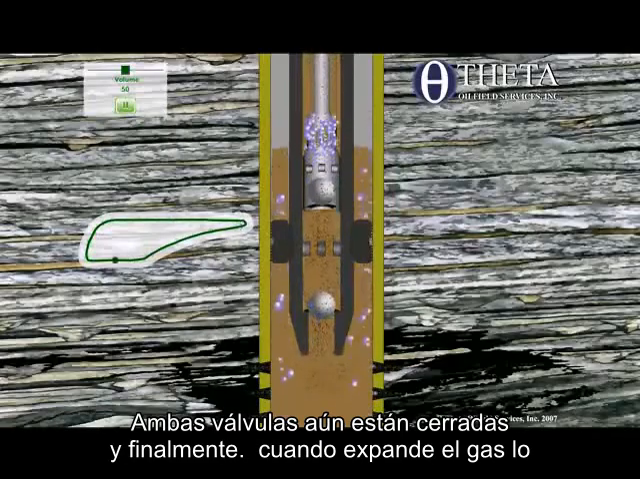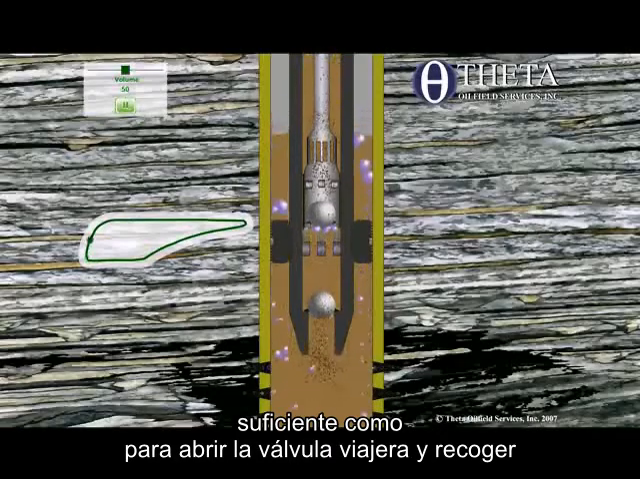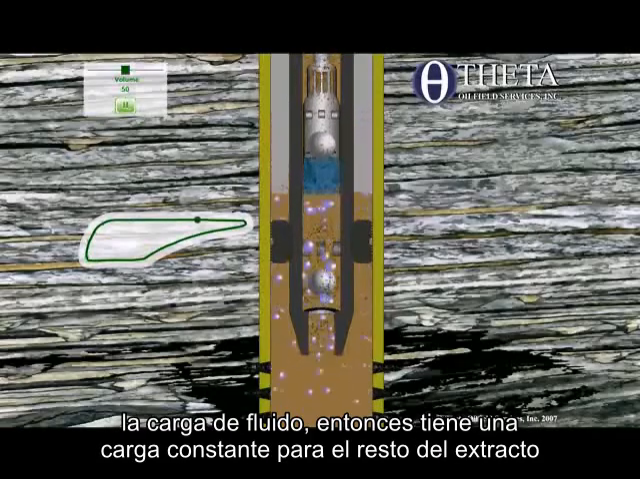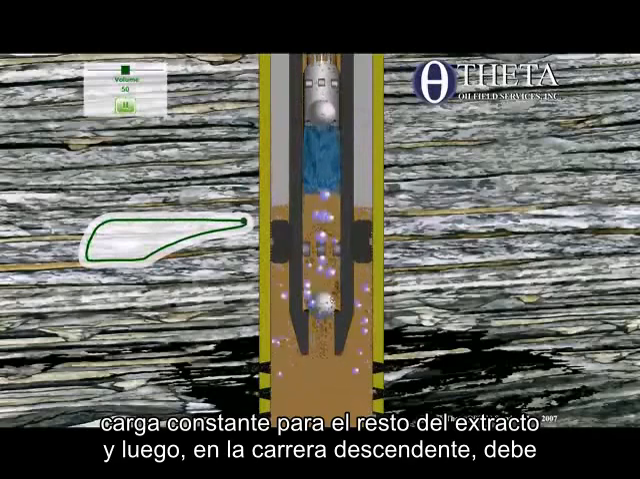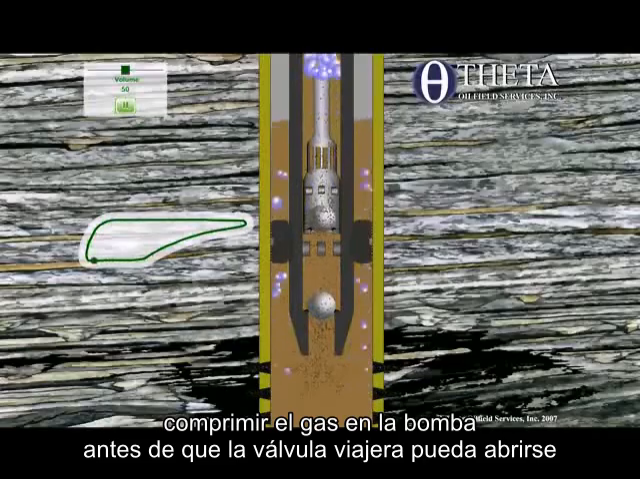And then finally, when you expand the gas enough to open the traveling valve and pick up the fluid load, then you have a constant load for the rest of the upstroke. And then on the downstroke, you have to compress the gas in the pump before the traveling valve can open.